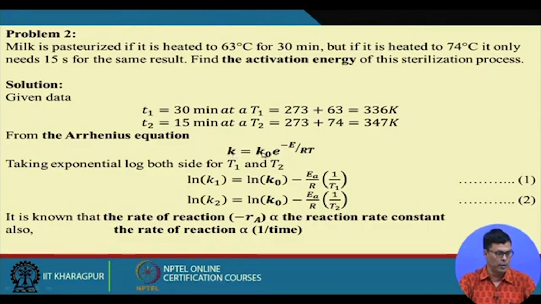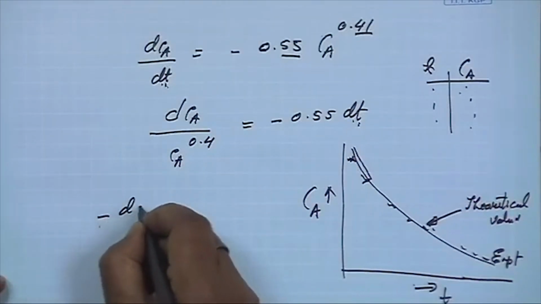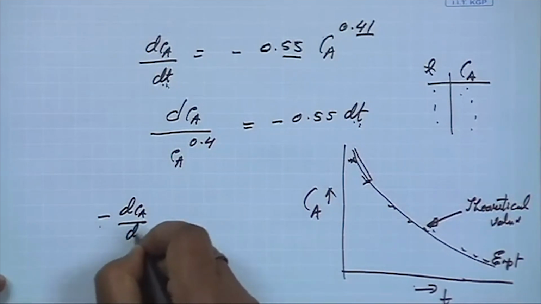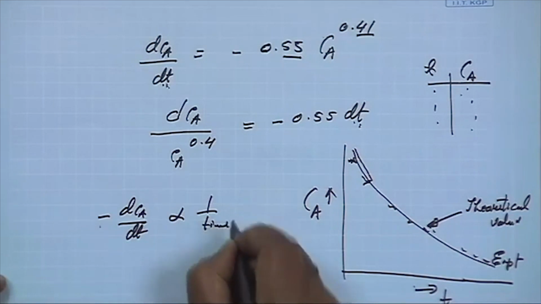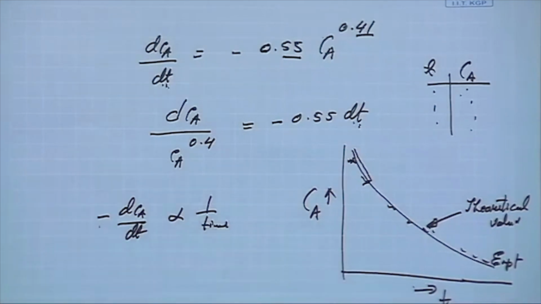What is K0? It is the Arrhenius constant. Ea is the activation energy, R is the gas constant, and T is the absolute temperature. Now I can write this equation like this, and the reaction time we have already seen. What is the reaction time? Rate of reaction is minus dCA by dt. Reaction rate is always inversely proportional to time. If the time is less, then the rate of reaction should be high. They are inversely proportional. If the time is more, that means the rate of reaction will be less.